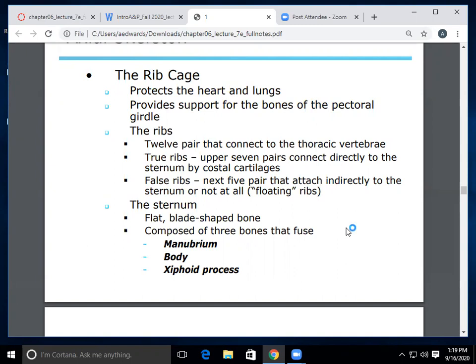Actually, I'm sorry, I got that backwards. Ribs 11 and 12 are the floating ones, because they're not attaching at all. But ribs 8 through 10 will attach indirectly, so they're false ribs. My apologies, make sure you write it the right way. Ribs 8 through 10 are false. Ribs 11 and 12 are floating.